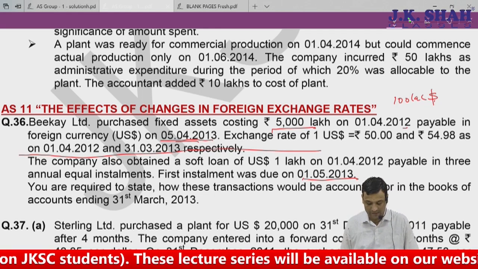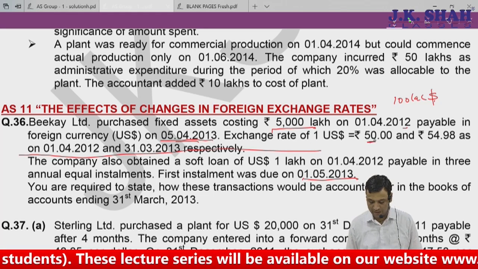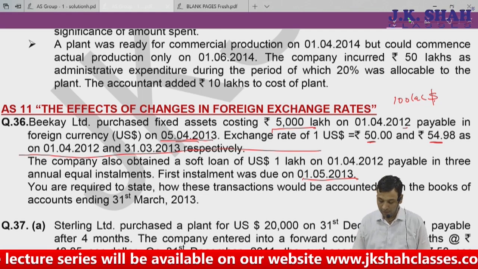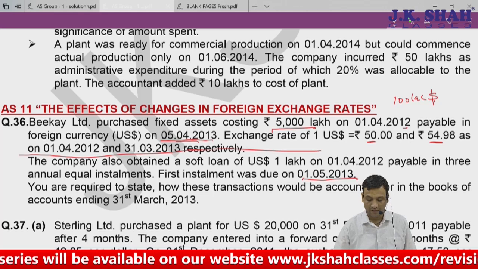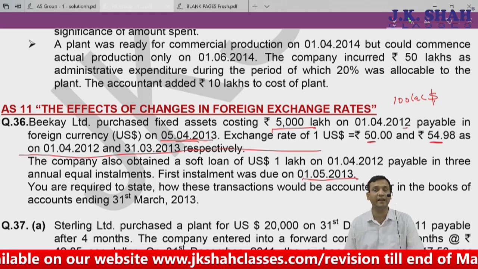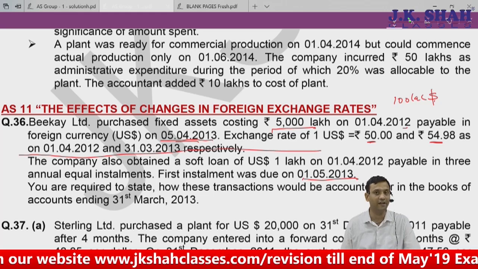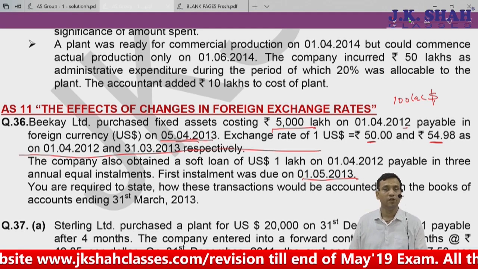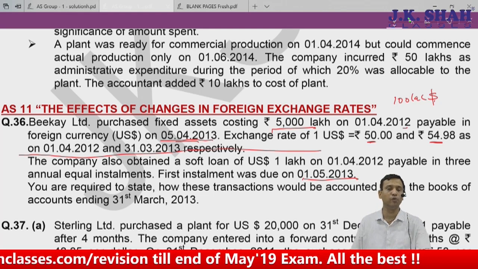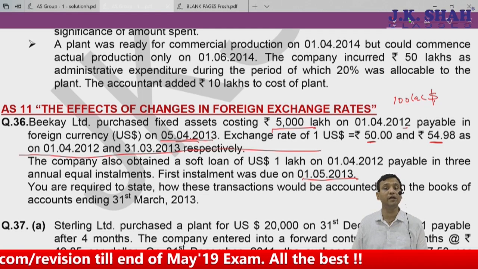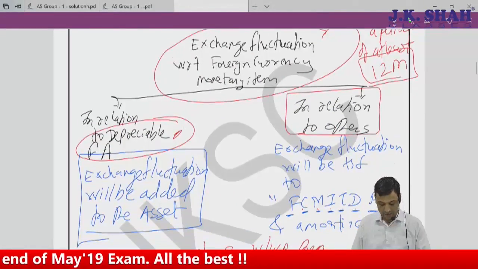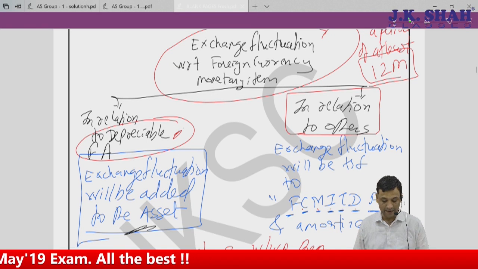Now can I say this 100 lakhs dollar will be recognized at the initial recognition rate, that is 50. After 1 year, that is on 31st of March, it is 54.98. So can I say there is a loss of 4.98 per dollar. It means the total loss is 498 lakhs. Now what is to be done for this 498 lakhs? You have two options. First option, if you are applying normal paragraphs of AS11, this 498 lakhs will be debited to profit and loss account. But if you are adopting para 46A, which we learned here itself, then the exchange fluctuation will be added to the cost of the asset.